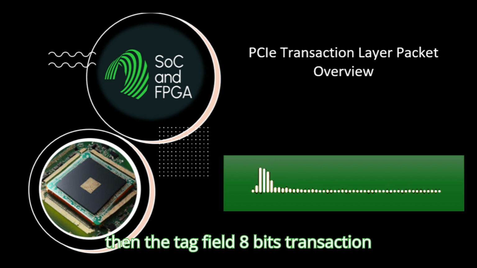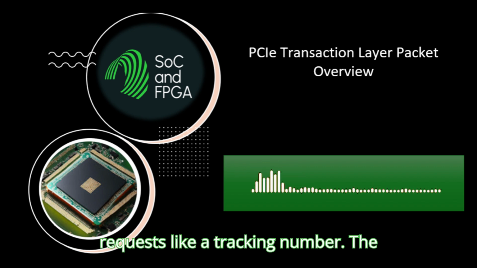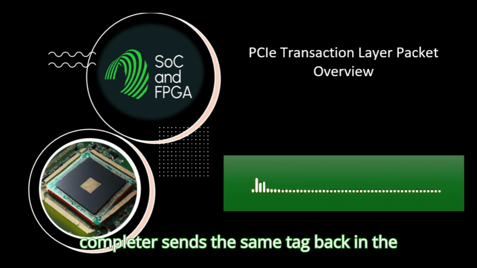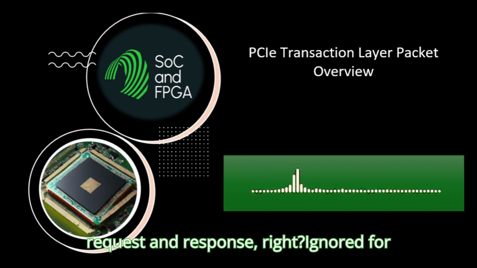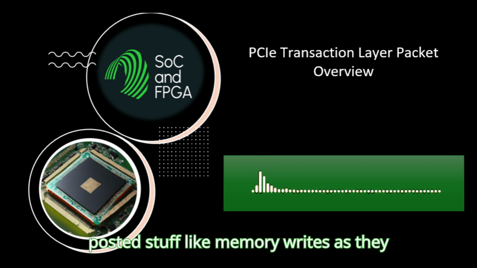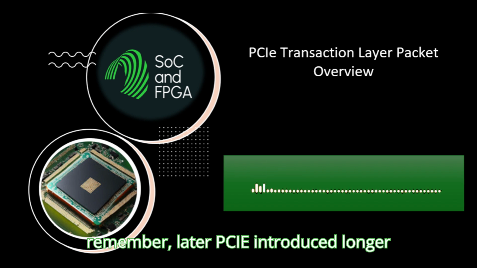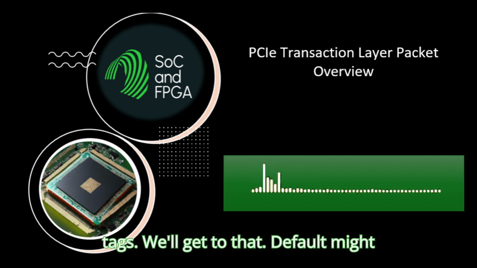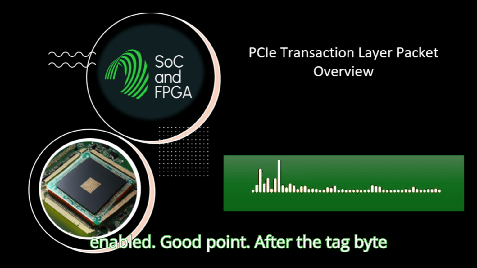Okay. Then the tag field, 8 bits, the transaction number. Pretty much. For non-posted requests, it's like a tracking number: the completer sends the same tag back in the completion, so the requester can match request and response. Right. It's ignored for posted requests like memory writes, as they don't get a completion back. And remember, later PCIe introduced longer tags. We'll get to that. The default might only use 5 bits, unless extended tags are enabled. Good point.